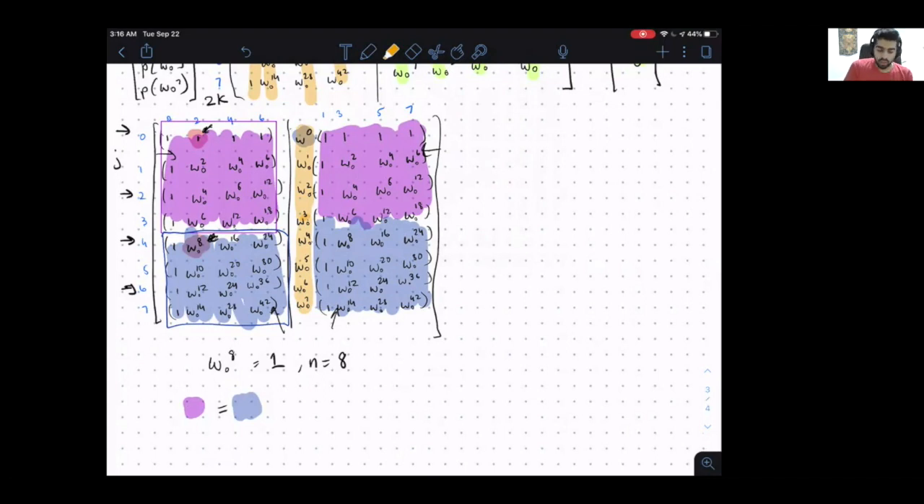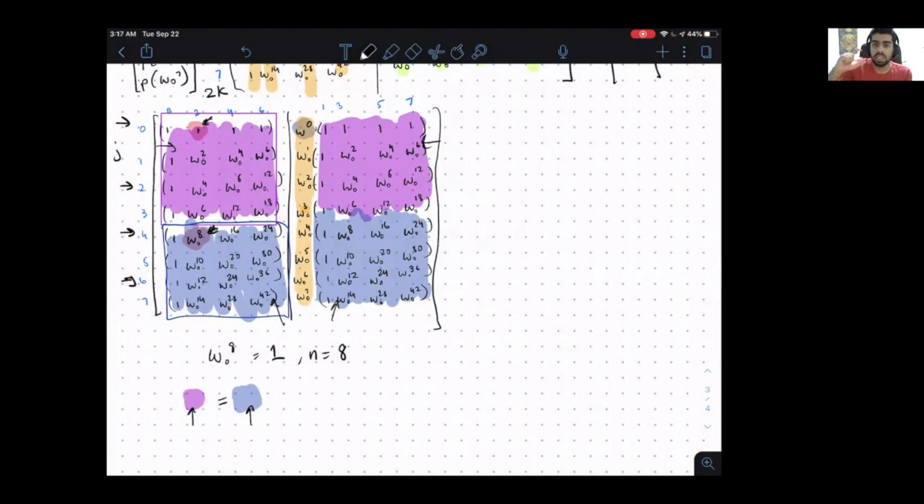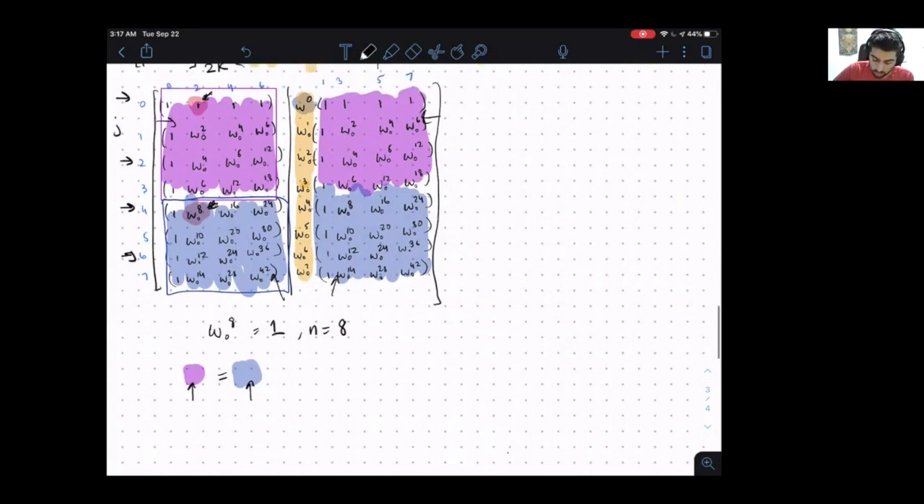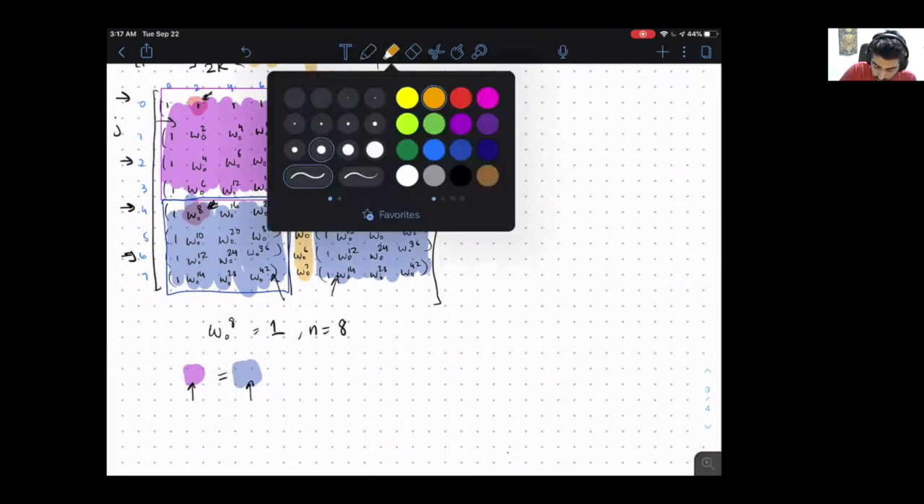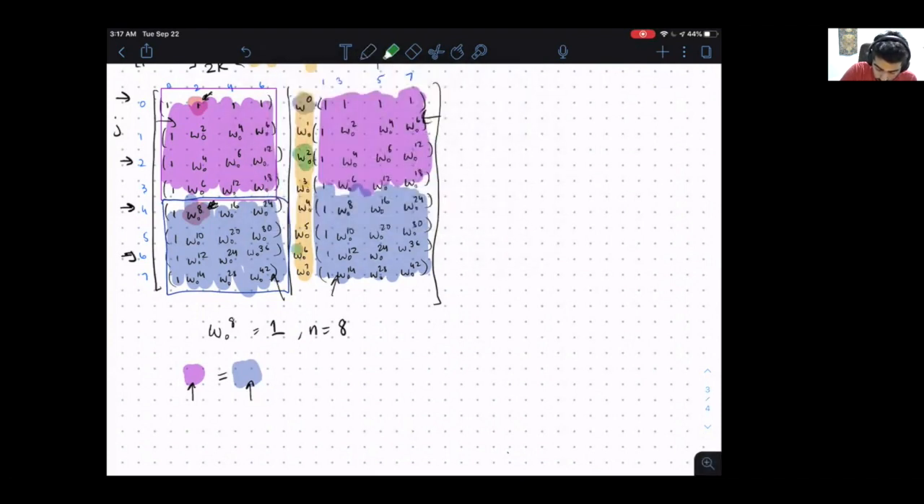Okay, so we already know that the pink block equals the blue block. So the only thing we have to consider now is how these constant terms that we're multiplying to each row affect the equation. Well, there's one main pattern that we can deduce from the constant terms, and again, it has to do with being in the top half or the bottom half of the matrix. So let's look at two constant terms: this constant term and this constant term.